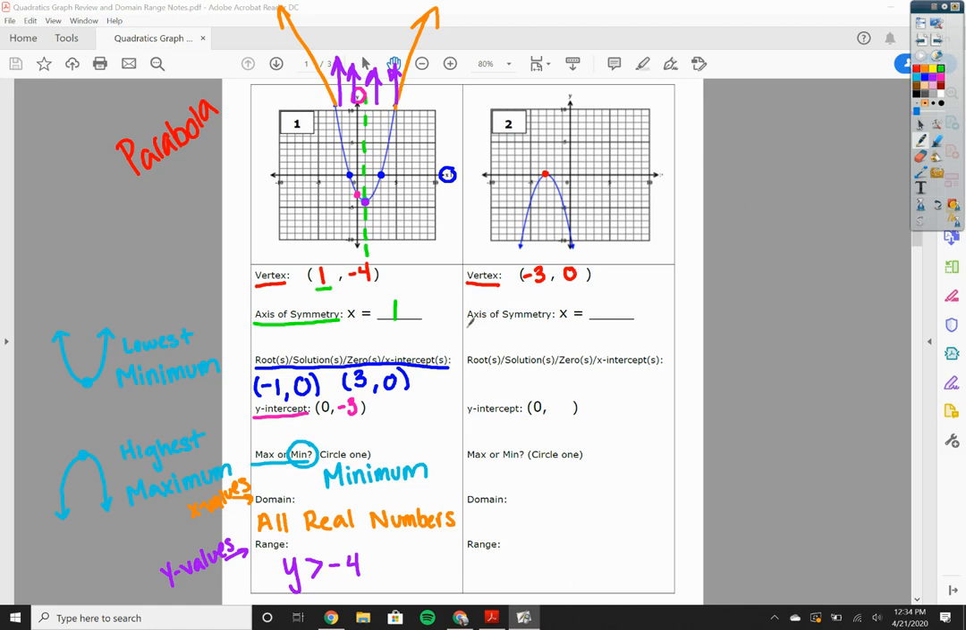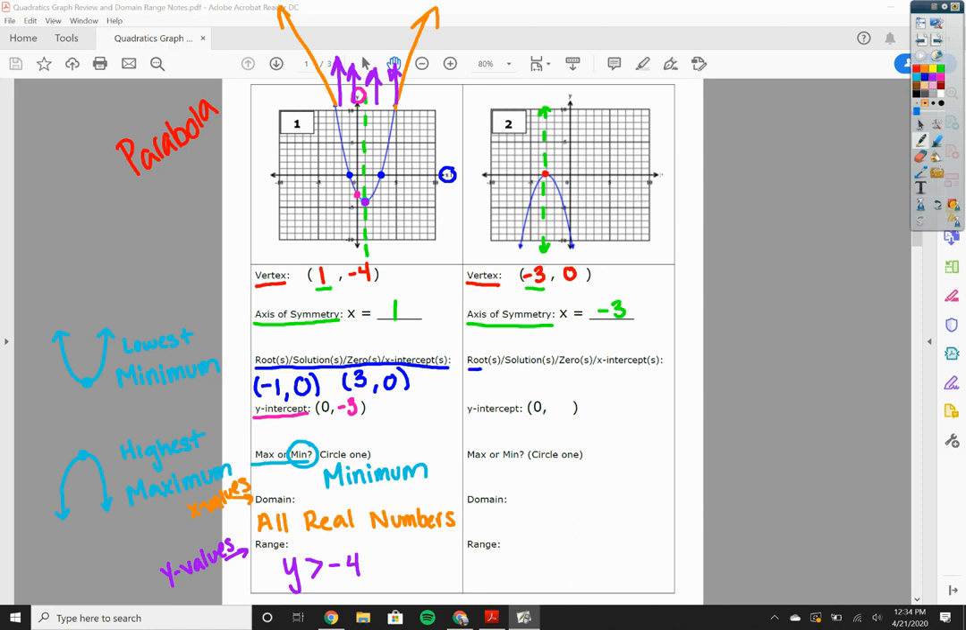The axis of symmetry, remember that's the line that goes through that point. So just like that. And remember, it's the x value of the vertex. So x equals -3. And remember, the reason that it's always the x of your vertex is because your axis of symmetry goes through your vertex.